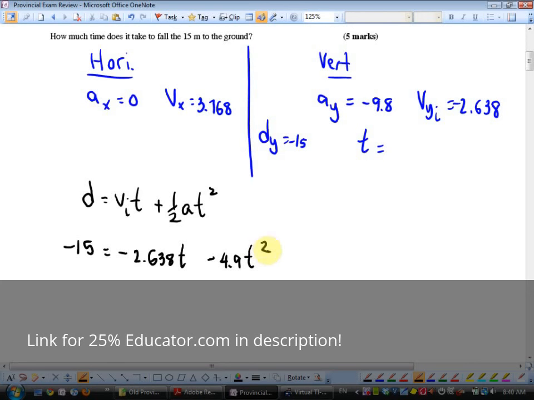So make it equal to 0. I'll plus this over. 0 equals negative 4.9 t squared minus 2.638 t plus 15. Or you could have plus both of these to the other side and had less negatives. You'll get the same answer no matter what.